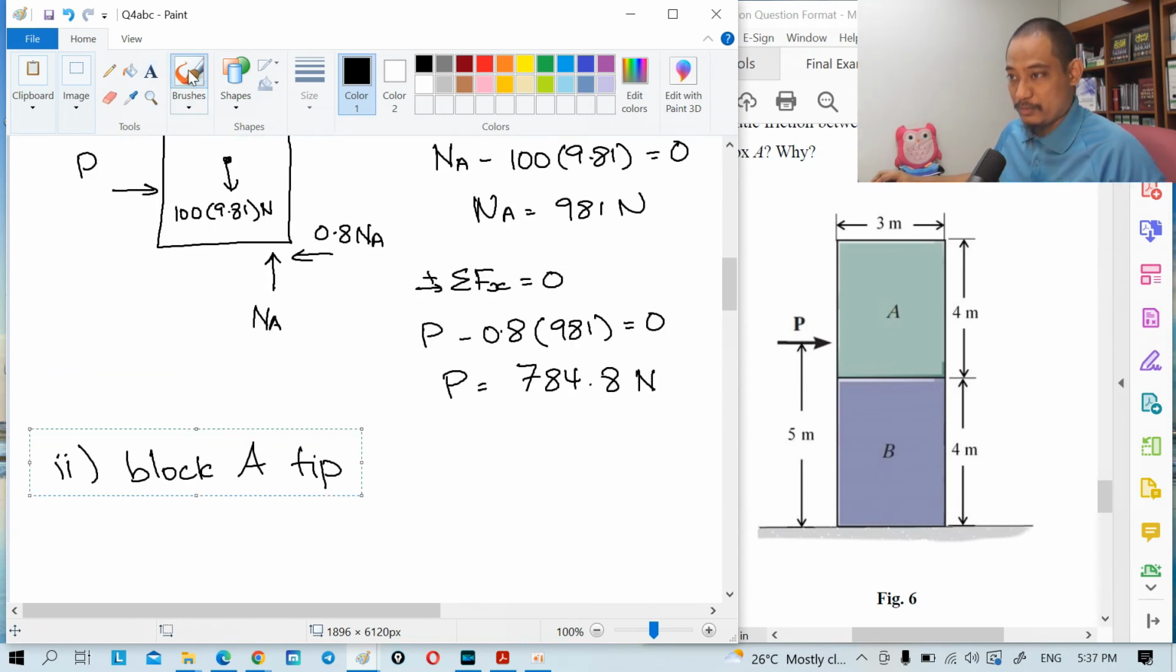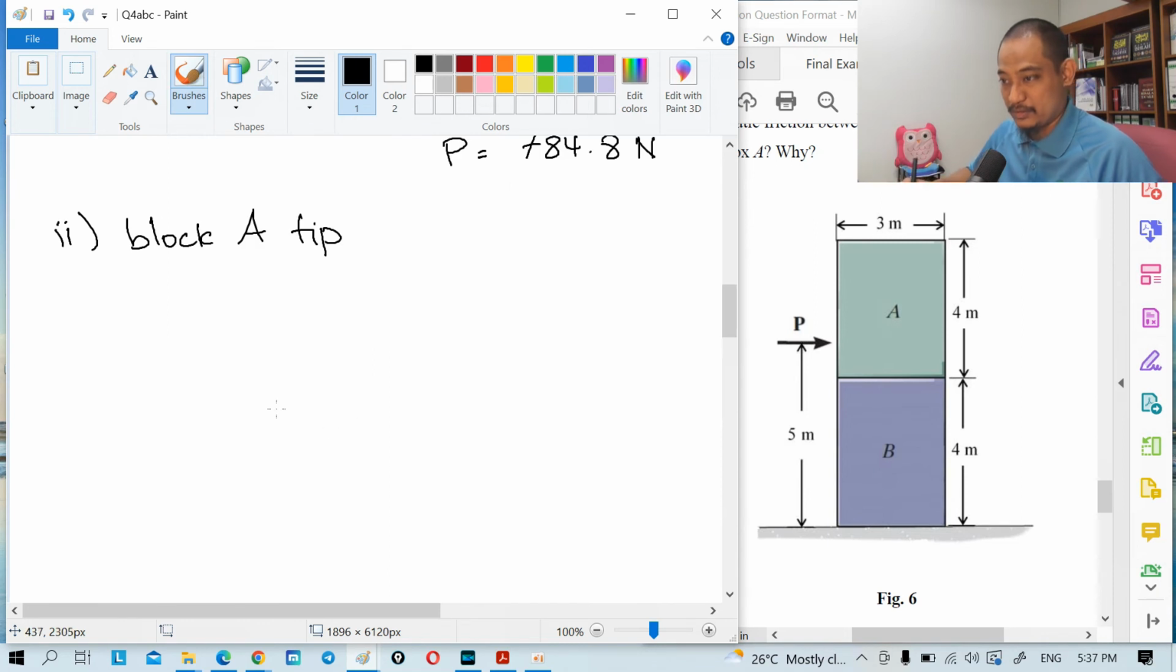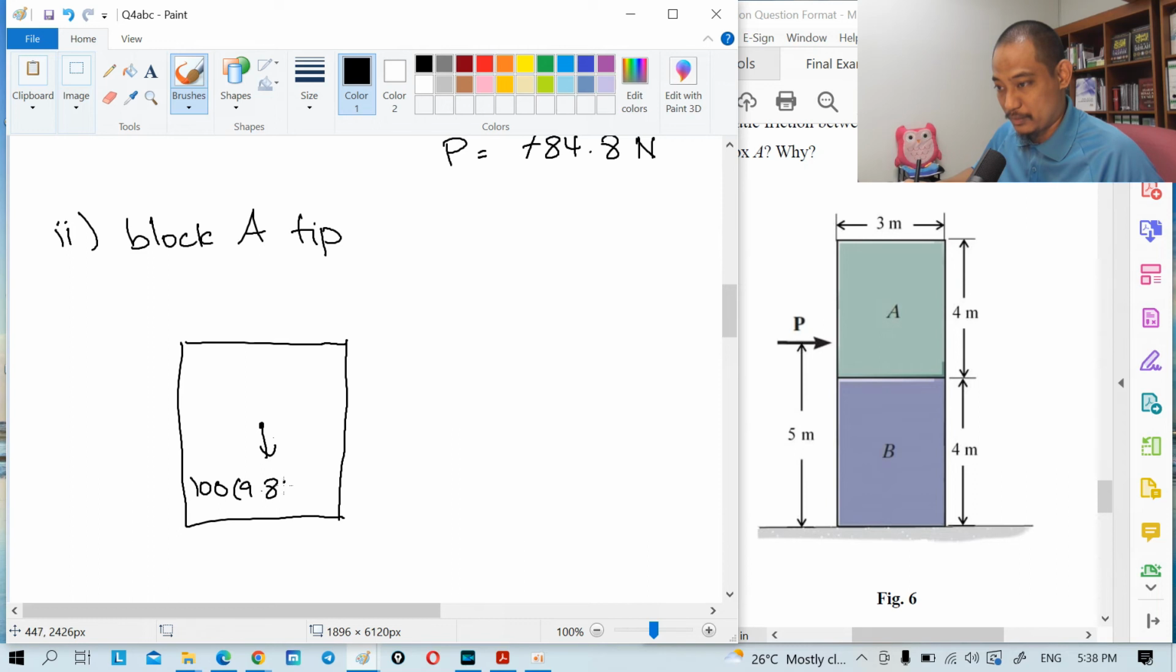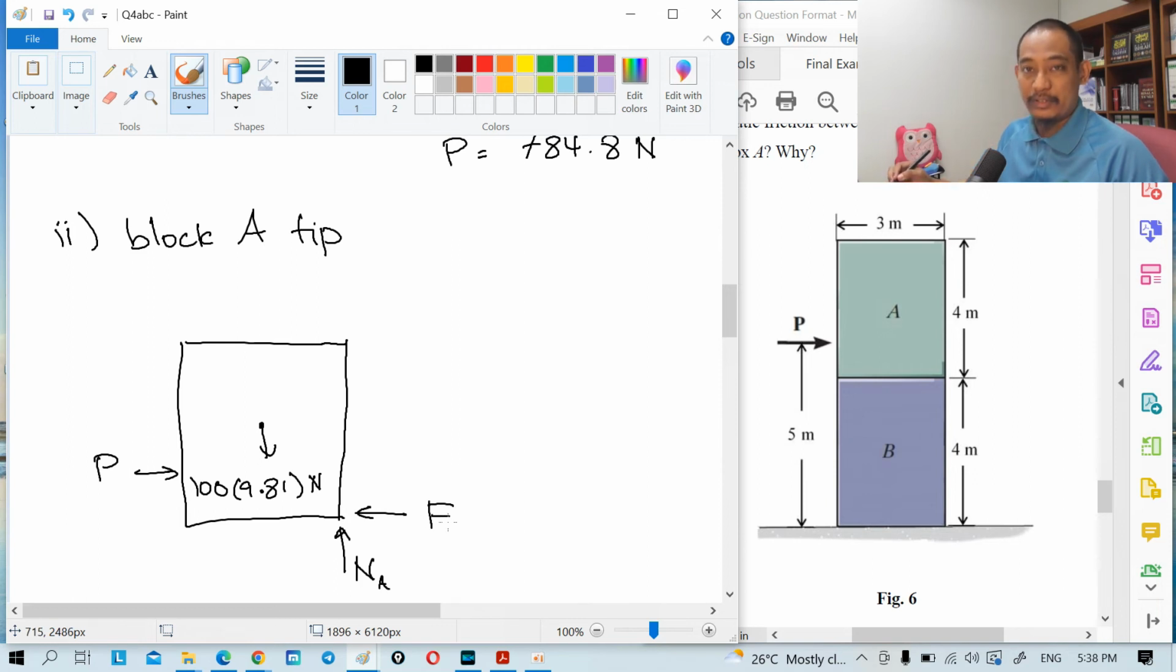So for block A tip, the difference is for this block, where obviously the weight is still the same, 100 times 9.81 Newton, and the force is still the same there. But this normal reaction is already assumed to have reached that edge because we assume tip first. And the friction is not known, but it is not yet at the maximum, so it's a random F. So how do we solve this one?